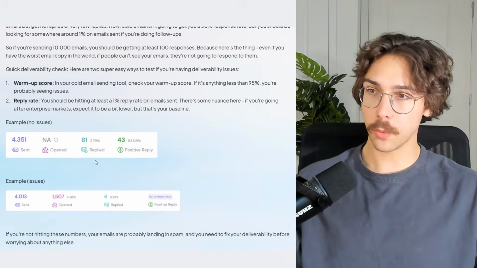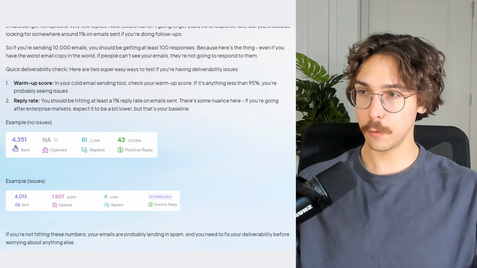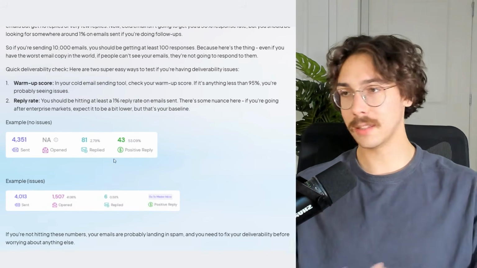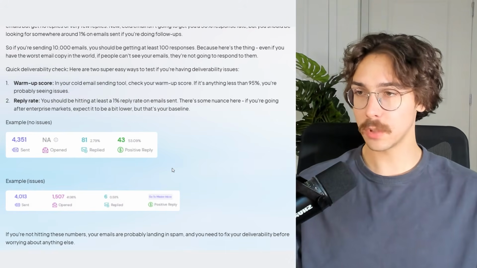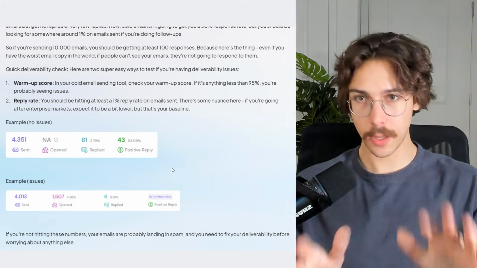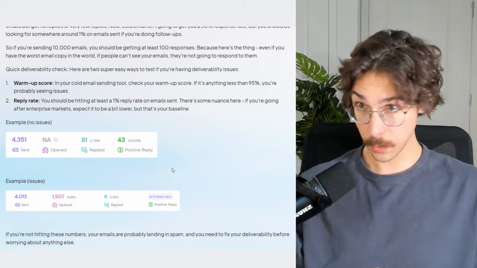So here's an example with reply rate. This is a campaign we ran for a customer. You can see we sent 4,000 emails, got 81 replies. Back of napkin math, that's about a 2% reply rate. We got a 50% positive reply rate, which is not normal, but in this case, this customer had a killer campaign.